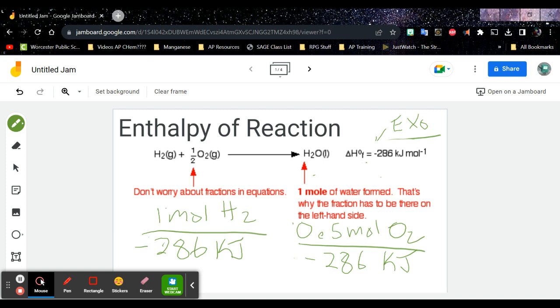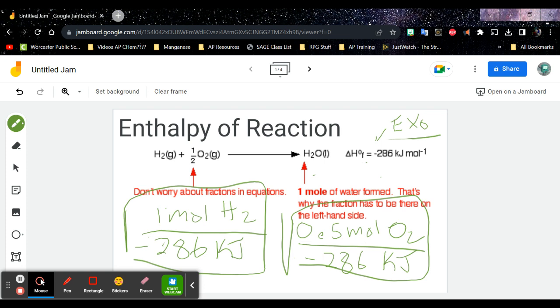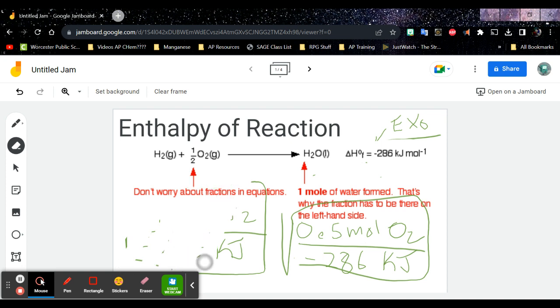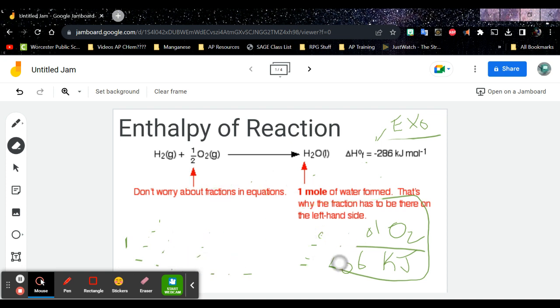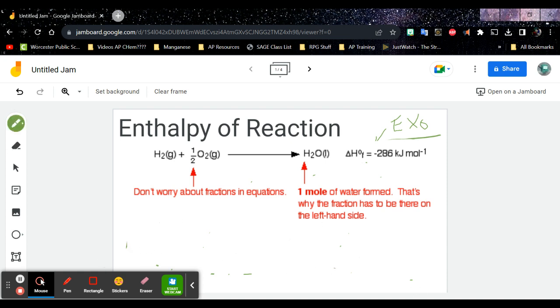So we're noticing here, now we have conversions we can do. So now we can do mole problems. Now we can do a stoich problem. New conversion factor unlocked. So now I can go from energy to moles of reactant, or energy to moles of product, or moles of reactants or products to units of energy.